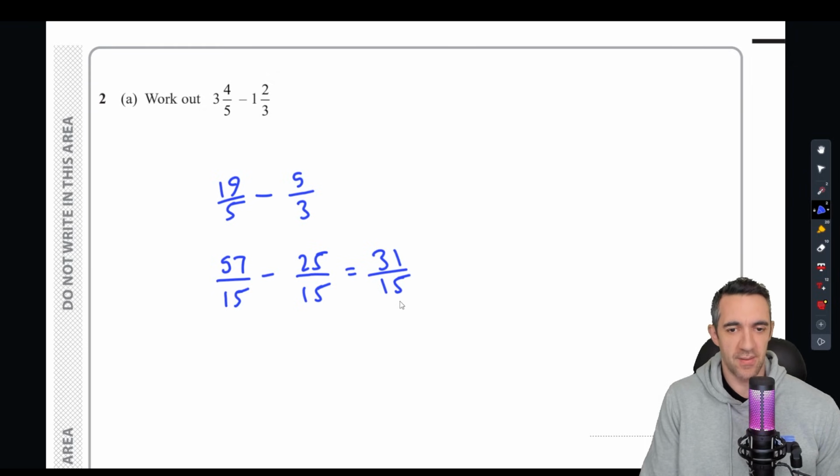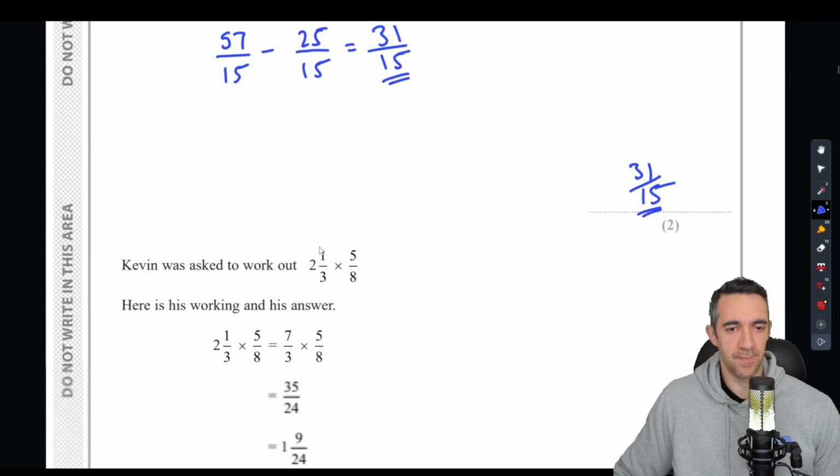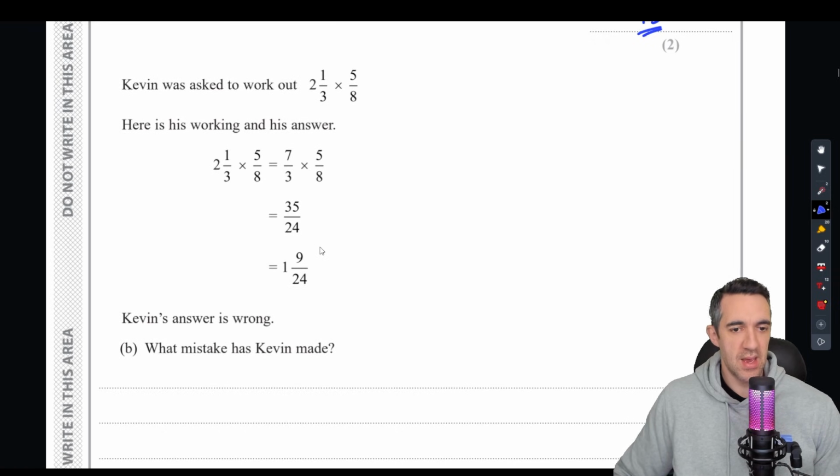There's enough there, hopefully, to get my method. So I'll put my 31 over 15 and hope that will be enough. So there's my part A. So that was that one. Right, so what's part B?